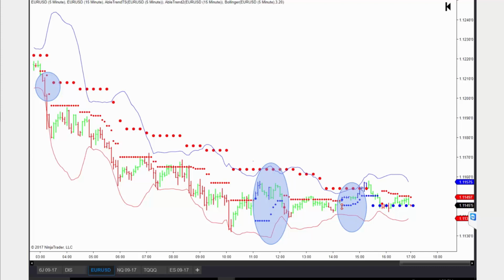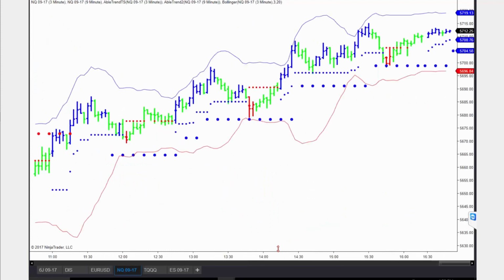Certainly not perfect. I guarantee you there'll be losing trades. Trading's not for everybody. It's not easy. It's certainly very risky. But when you have something like the AbleTrend indicators and the NinjaTrader, it's a really good combination that's extremely well liked by everybody. And see for yourself, if you ever want to give it a try, on a 30-day trial.